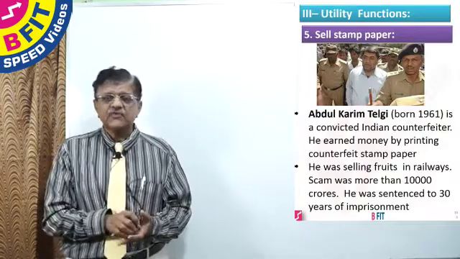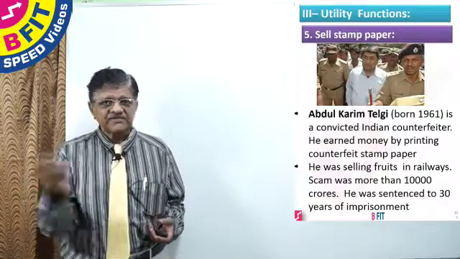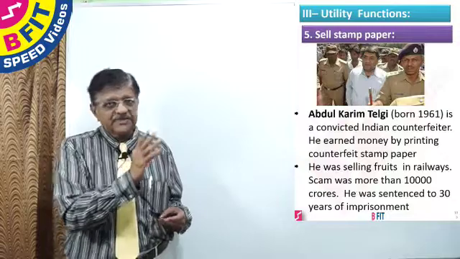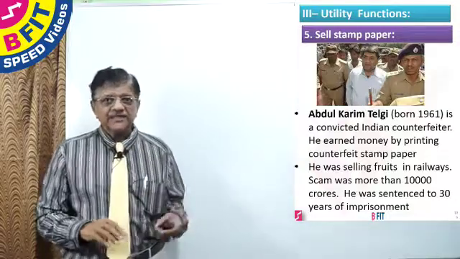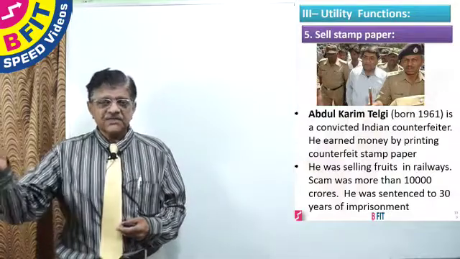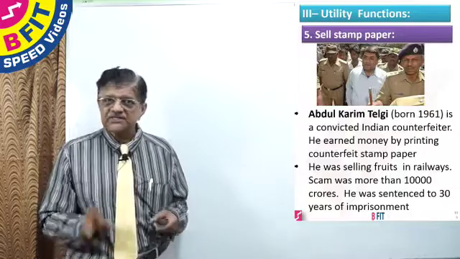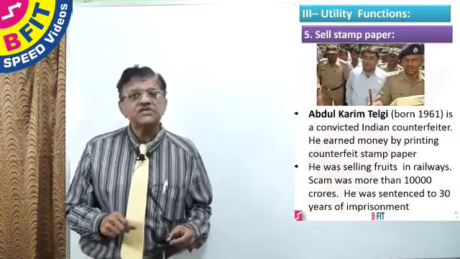A postal stamp is for affixing on covers, 5 rupee, 10 rupee, which you affix on covers and send. That is one kind of stamp. Another is, if you go to the court, you will have to buy a court fee. That is a judicial stamp. The third one is non-judicial stamp paper. This is what we are talking about, non-judicial stamp paper.